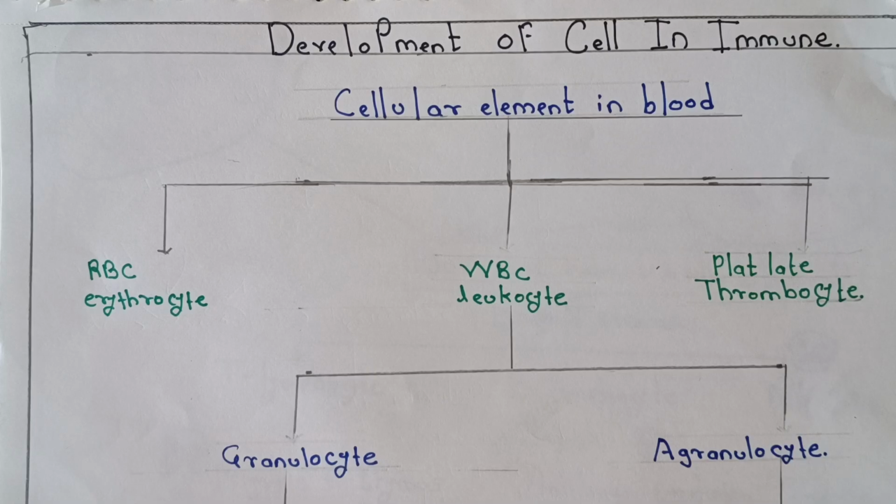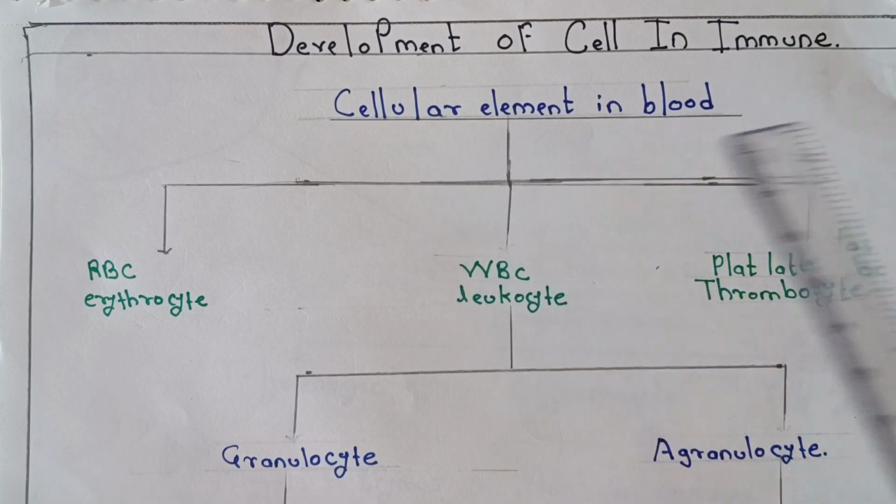In the last video, we discussed the types of immunity. Now, in this video, we would like to discuss the development of cells in immunity. Okay, so first, the cellular elements in the blood.